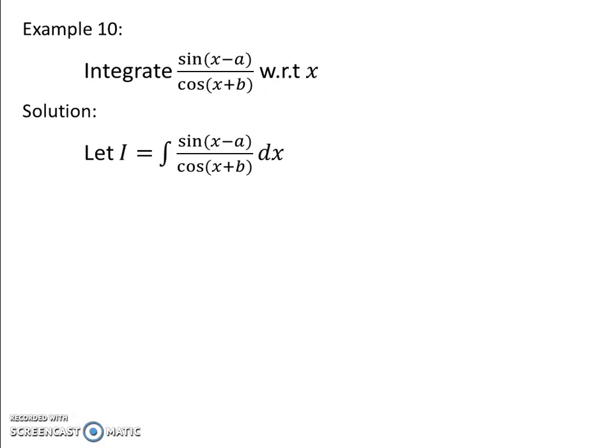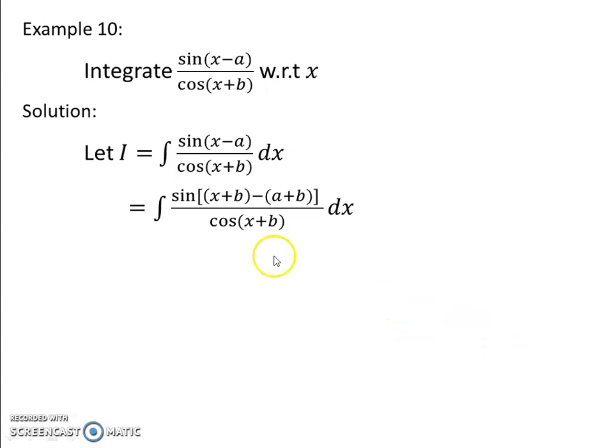So here let I equal the integration of sin(x − a) upon cos(x + b) dx. I want to adjust it over there, so we will add and subtract b in the numerator angle. So we get the integration of sin((x + b) − (a + b)), where a + b is taken together as capital A and x + b as capital B. So sin(A − B) will be sin A cos B − cos A sin B.